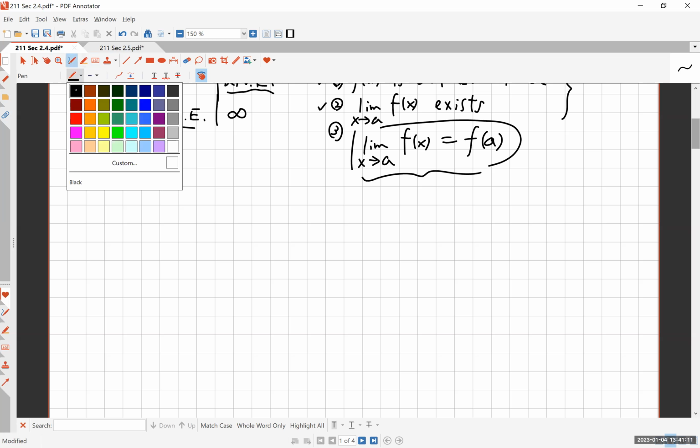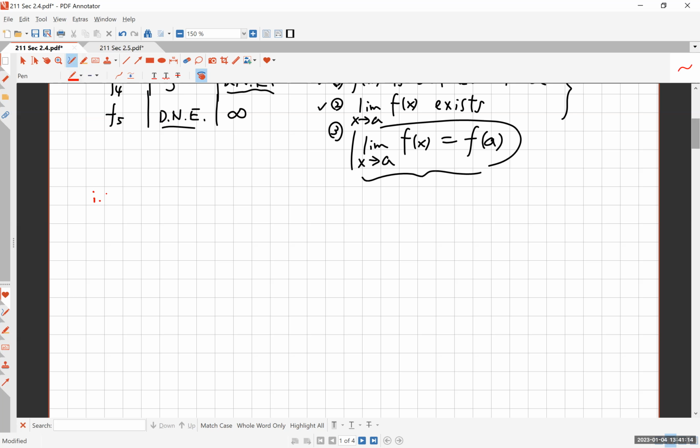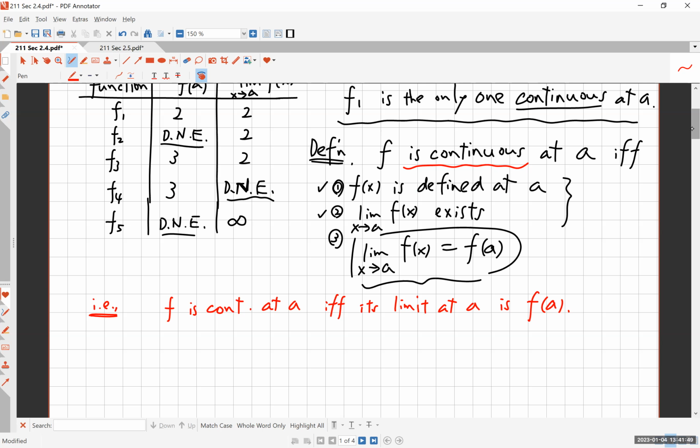Okay, so what did we just say? I.e., that's an abbreviation for that is, or said other ways, basically it says f is continuous at a if and only if its limit at a is equal to f of a. The limit is equal to the value of the function. Easy enough, right? But you do want to remember this definition. This is probably the first time you formally defined the word continuity.